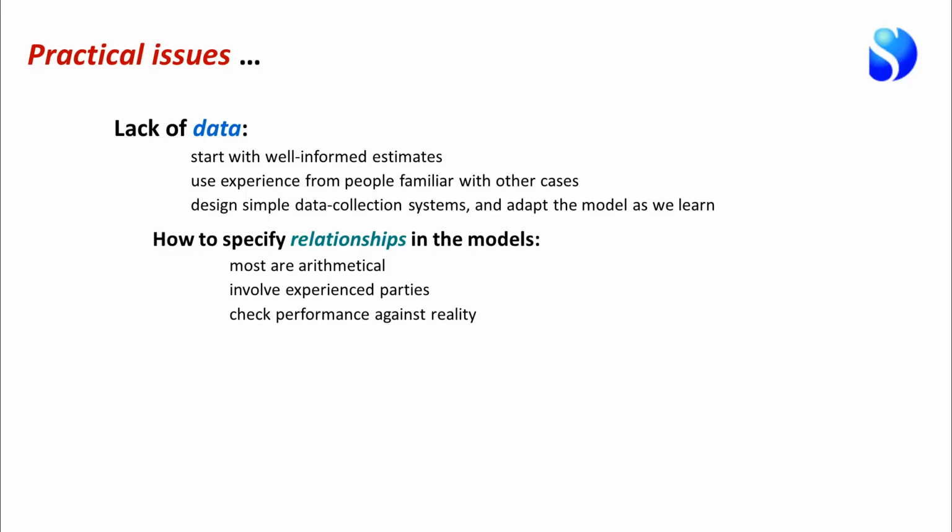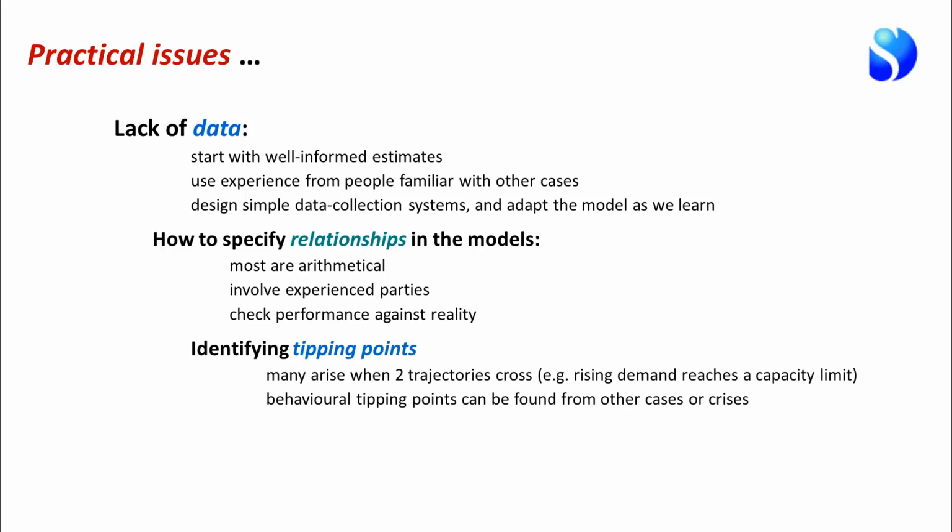And again, we improve our understanding of those relationships by checking the information that comes in on the actual performance compared with what we thought was going to happen. There are two other things that make the use of this method slightly tricky, but we can deal with both of these. The first is that there are tipping points in all such cases. What we mean by a tipping point is that behavior changes in a discontinuous way when two trajectories cross.